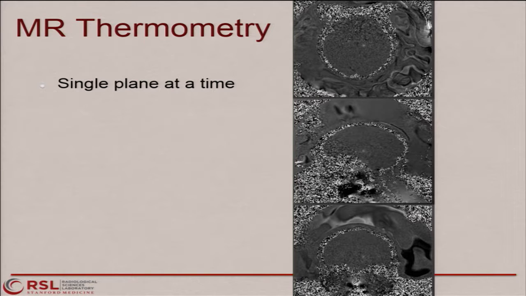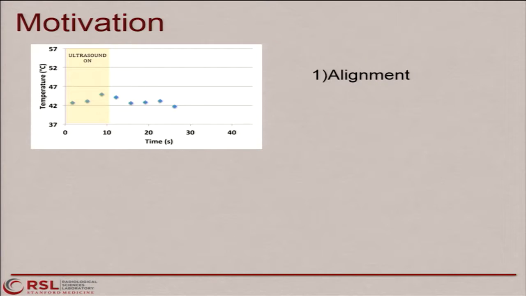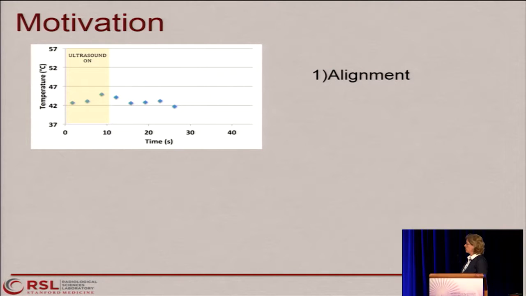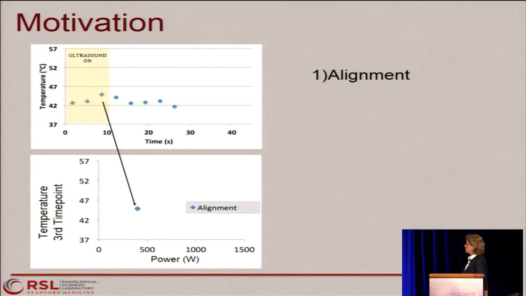So in the central tremor treatment, of course, we are getting a single scan plane and multiple scan planes. And first we go through the alignment phase where we have a small temperature rise. And what I'm going to do is plot this third time point right here down on this plot, which is the temperature at the third time point as a function of power.